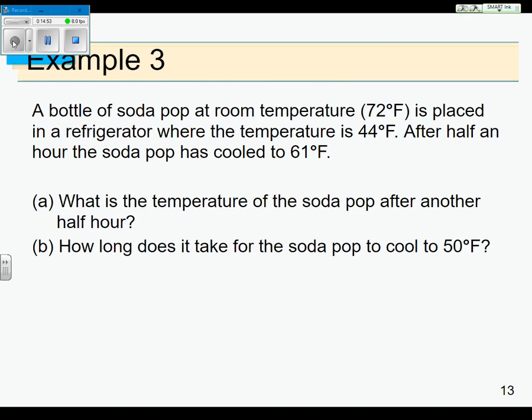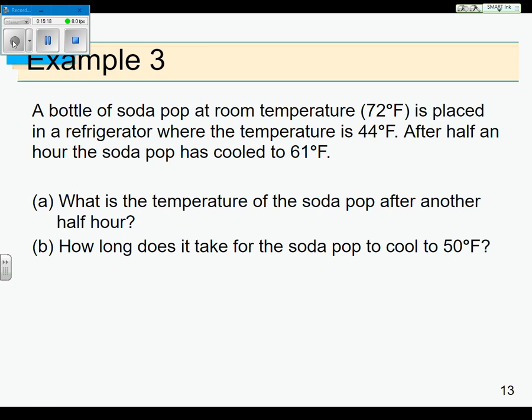Okay, so suppose you're throwing in a bottle of soda pop. I think that's what they call it in Kansas, is pop. At room temperature, 72 degrees. So I got this warm soda. I'm placing it in the fridge where the temperature is 44 degrees. After half an hour, the soda pop has cooled to 61 degrees. Part A, what's the temperature of the soda after another half hour?